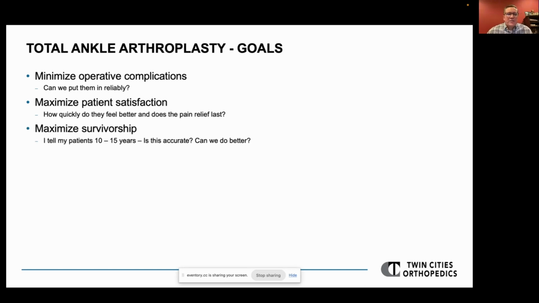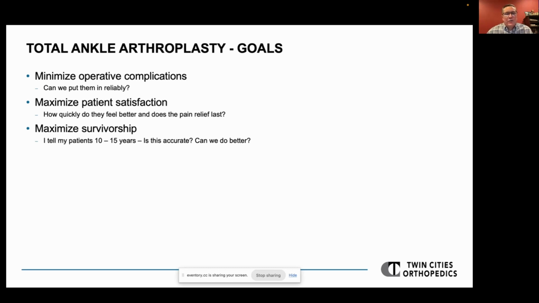And again, maximizing survivorship. As I'm counseling my patients about total ankle arthroplasty, we get asked all the time, how long is this going to last? When am I going to have this redone? Is this going to last me for the rest of my life? The discussion I have with my patients is that about 10 to 15 year survivorship is what the literature would tell us. Is this accurate? Can we do better?